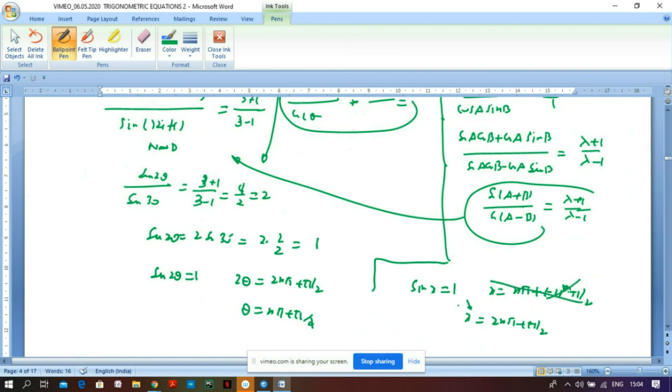I can directly write this. And if it is negative 1, this just becomes negative, corresponds negative. So this formula reduces to a simple case. So please use it. This is effective in counting solutions also. So you got theta equal to n pi plus pi over 4 as the general solution.